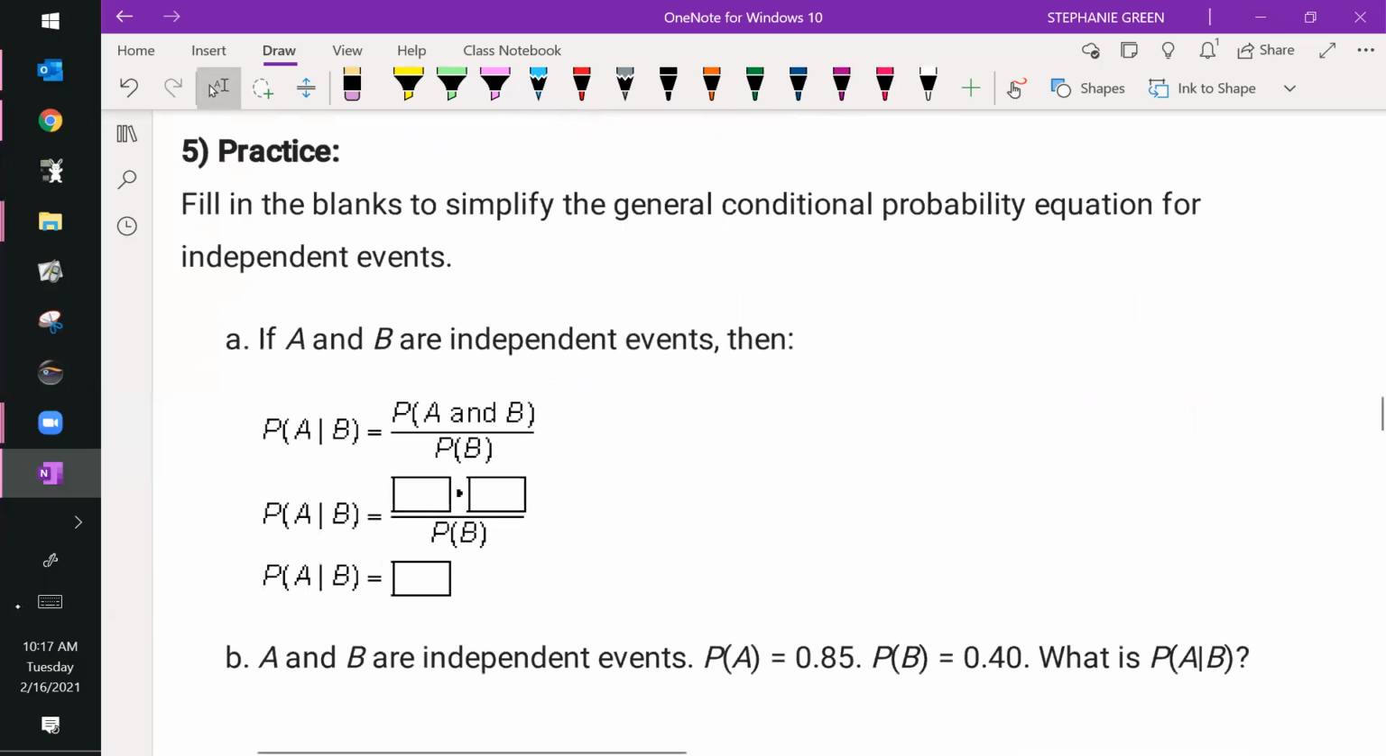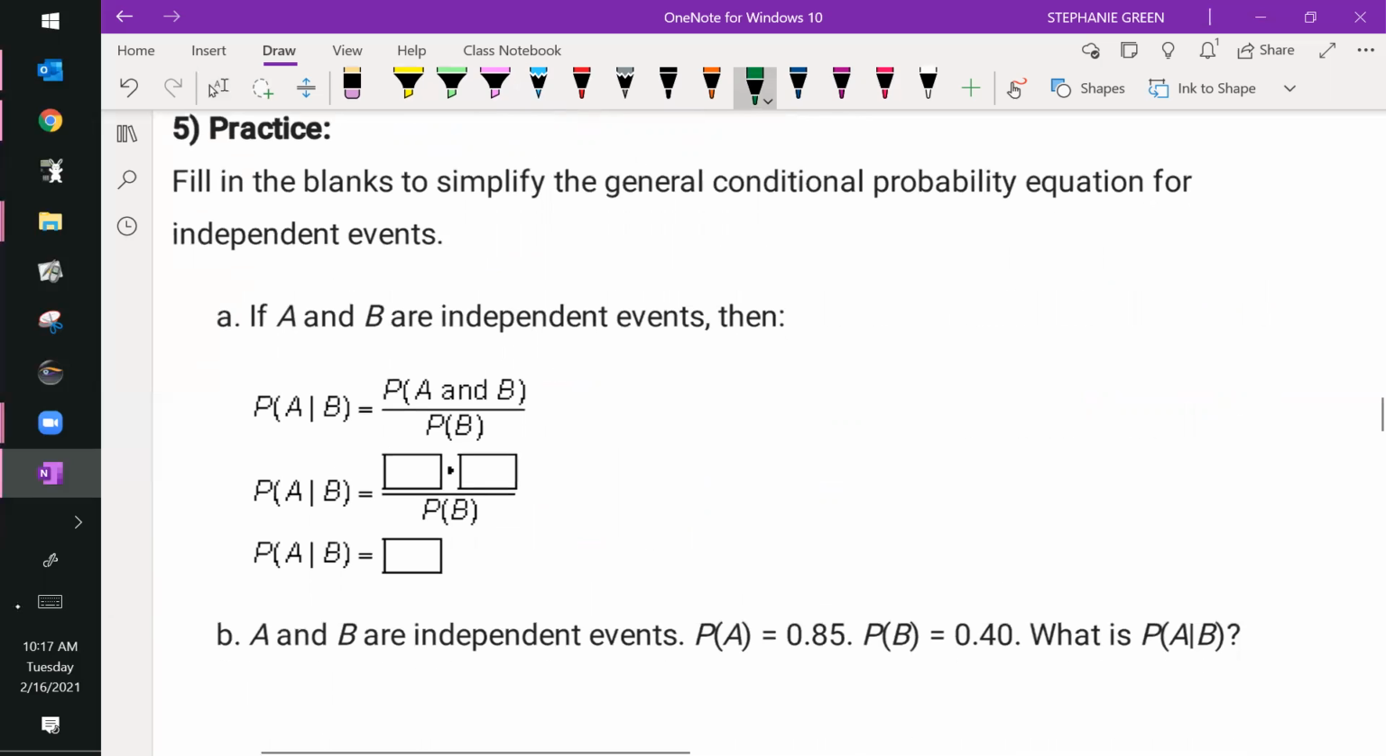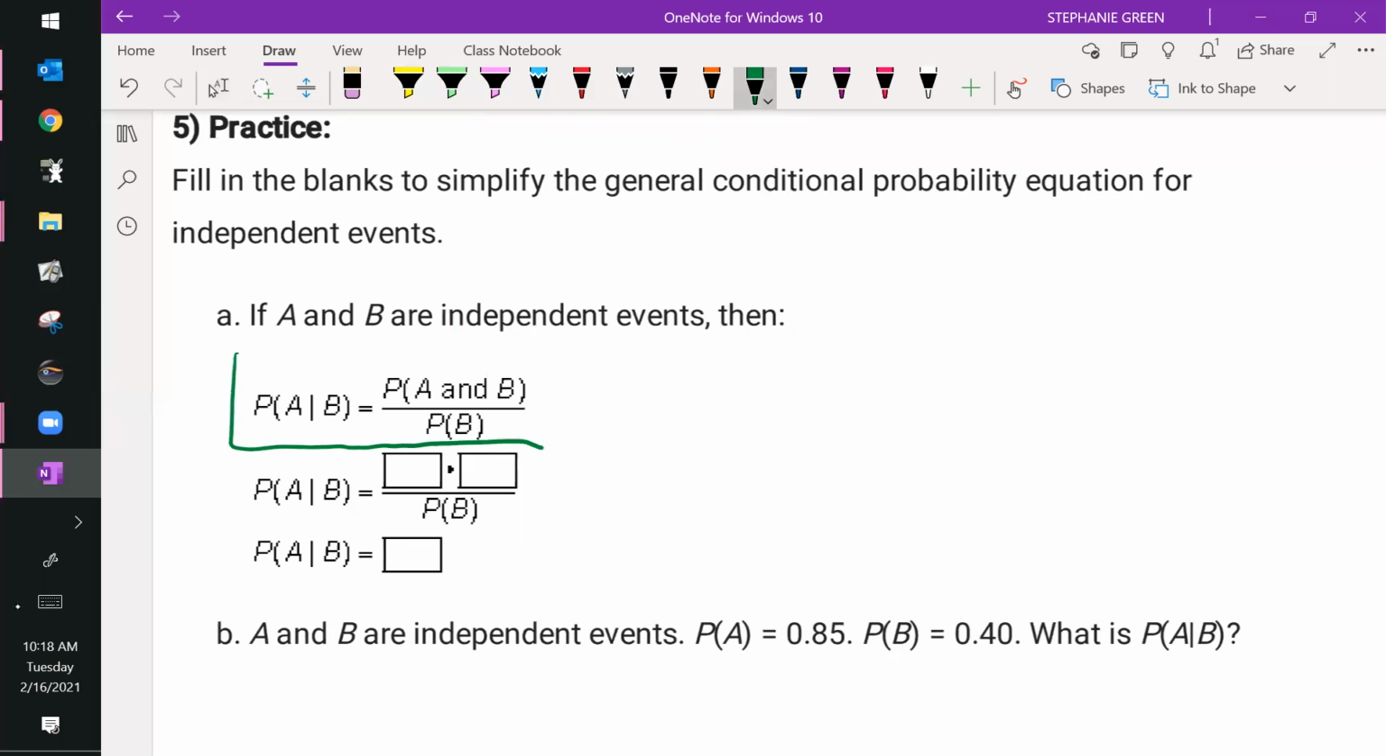Okay, so here's another application of that equation we had. It says if A and B are independent events, then the probability of A given B still equals this equation. This is the equation we've been working with this whole entire time. In the last section, we said that the probability of A and B, if we have independent events, this doesn't work for dependent events.